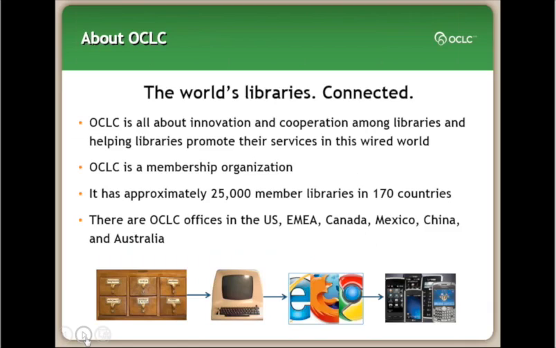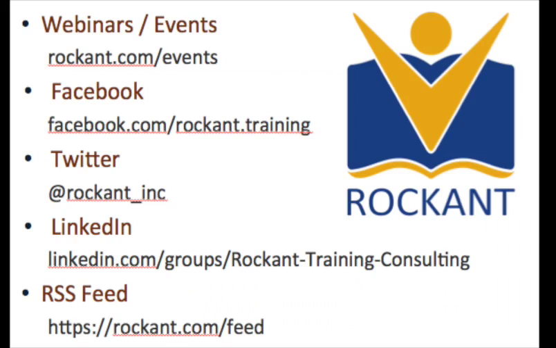Now, if you don't know anything about OCLC, it's all about innovation and cooperation among libraries and really helping libraries promote their services and benefits in this wired world. It's a membership organization with about 25,000 member libraries in 170 countries, and we do have offices around the world. OCLC has played a leading role in helping libraries move from the card catalog to the computer to the web, and will continue to help libraries move to whatever technologies come next.